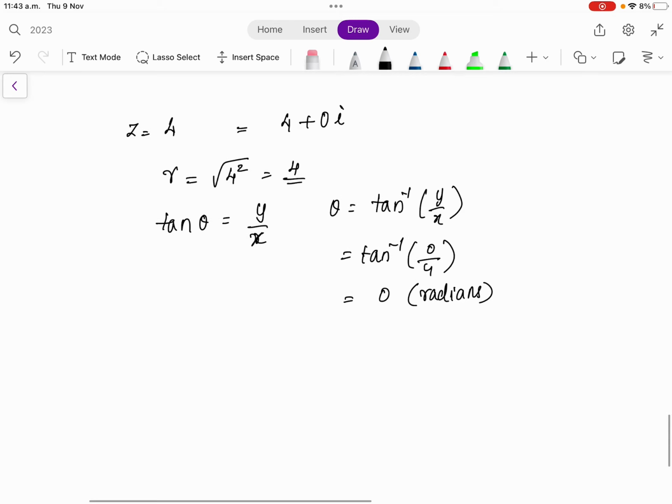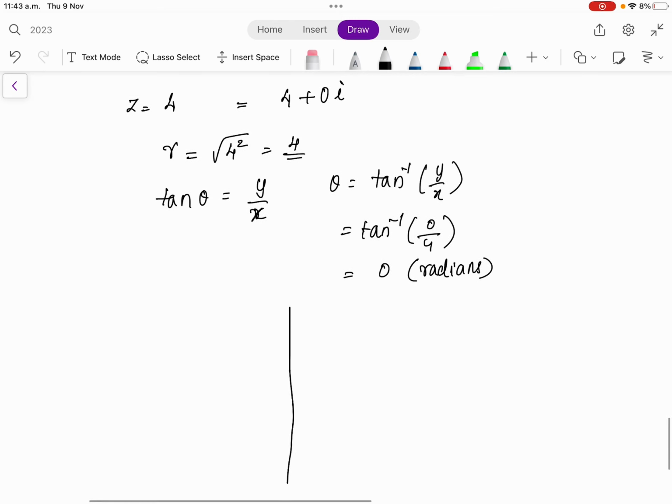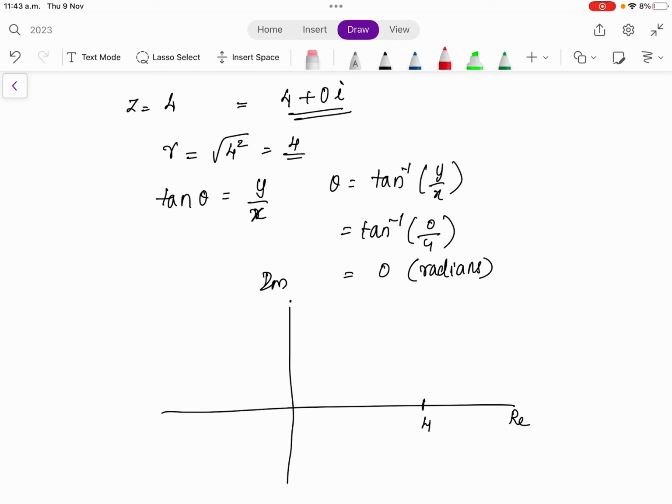Okay, so there's no angle here. If you want to put it in an Argand diagram, you will say 4 plus 0i, which means the real part is 4 and the imaginary part is 0. There is no angle, so the complex number is this one, 4 plus 0i.